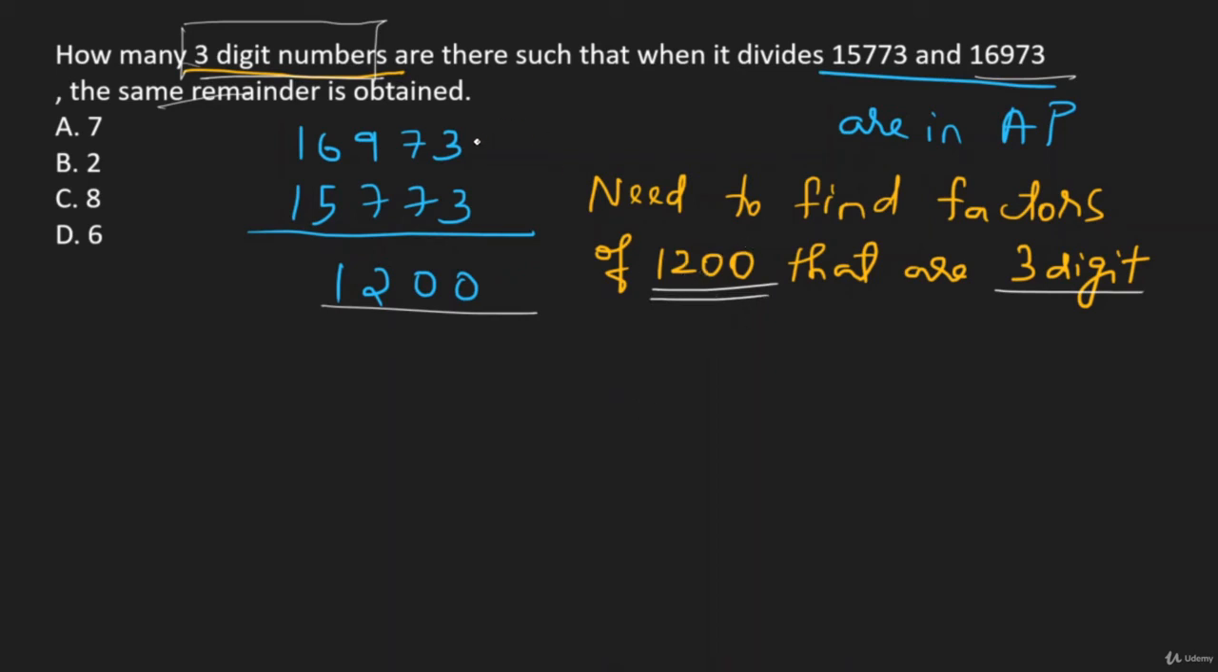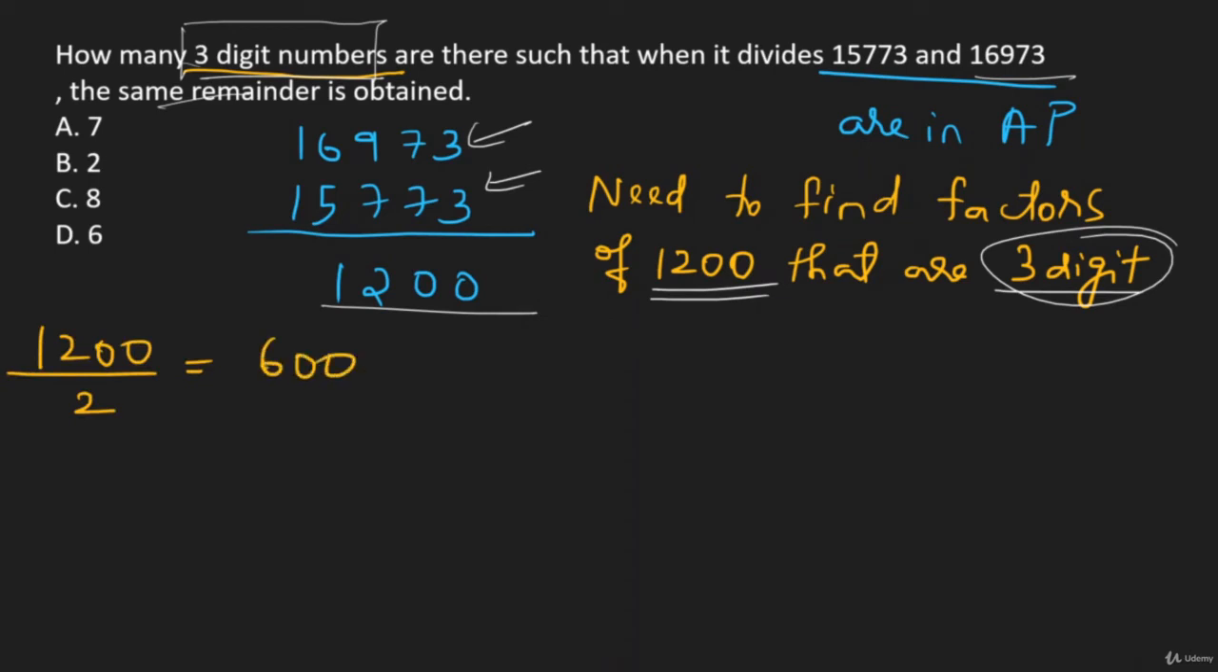Even if you divide this number and this number by 1200, you will still get the same remainder, because they could be in an AP with the common difference 1200 also, right? But it's not a 3-digit number. Therefore, we need to find factors of 1200 that are 3-digit numbers. Alright, now 1200 by 2 will give us 600.